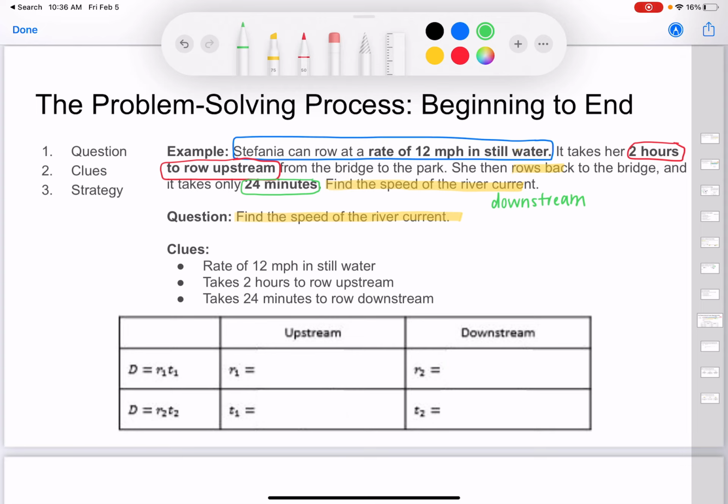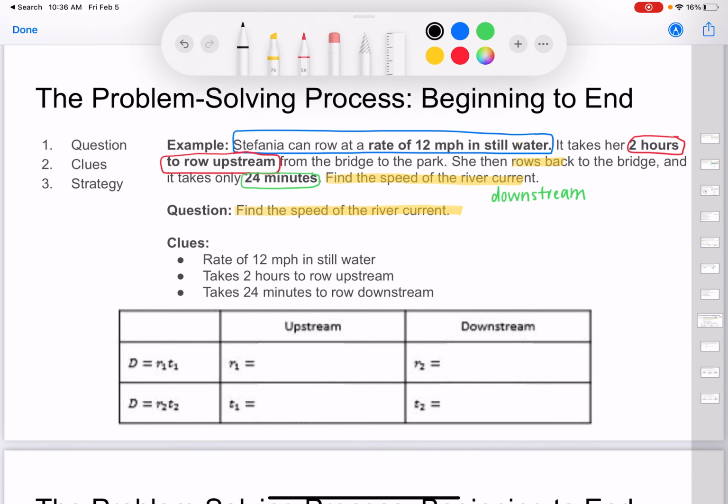So what we're going to do is split our variables into upstream and downstream because we have different variables for both. And first we identify the rate. The rate upstream would be 12 minus x, because as she's going upstream against the current, she is subtracting. Downstream, on the other hand, would be adding to the current and going with the current, so we're adding.